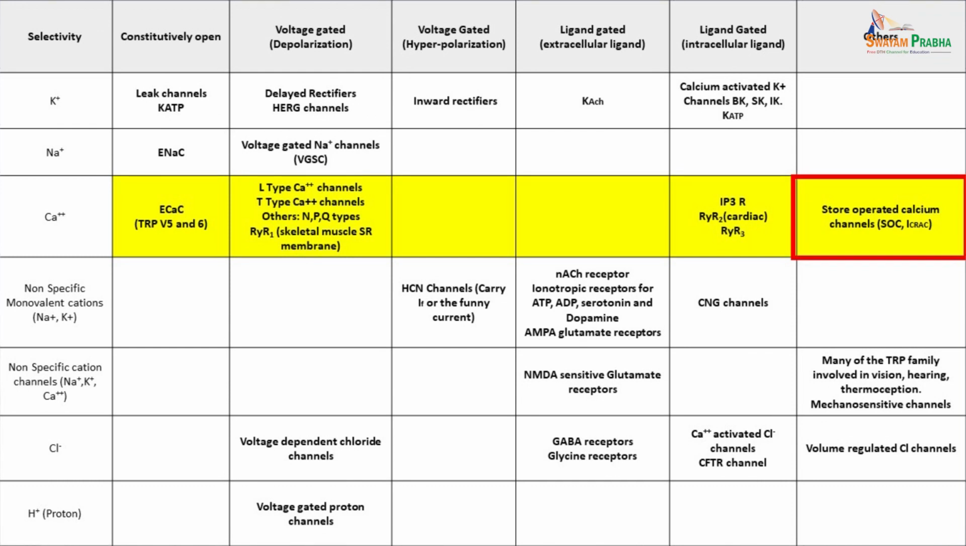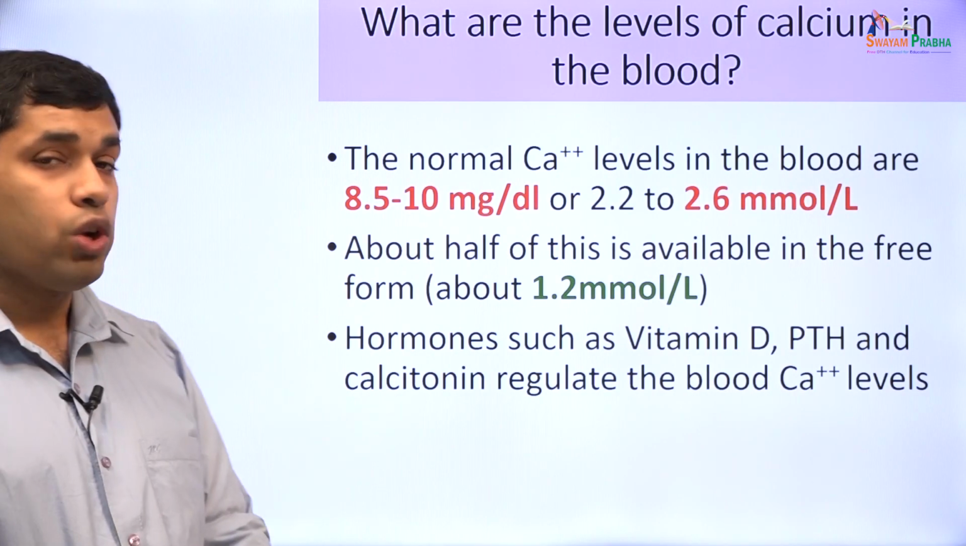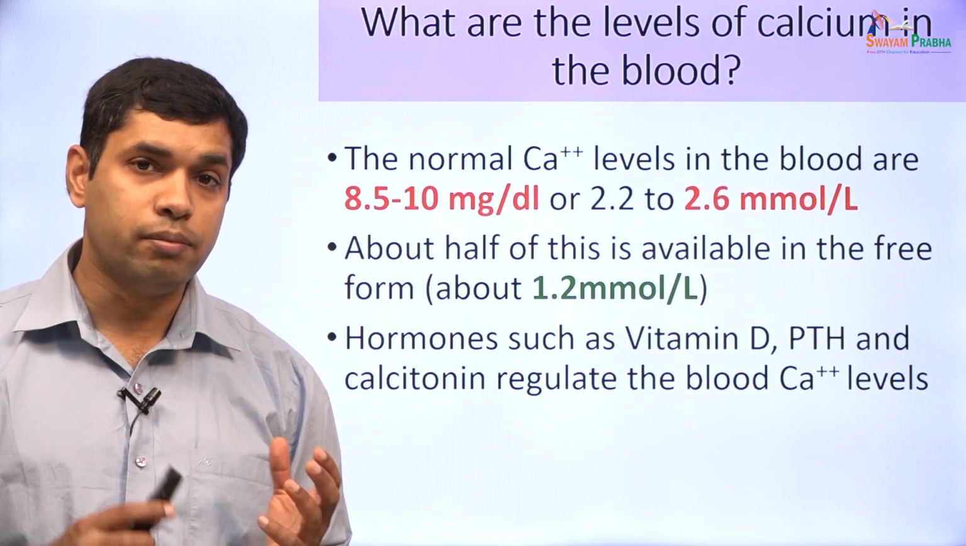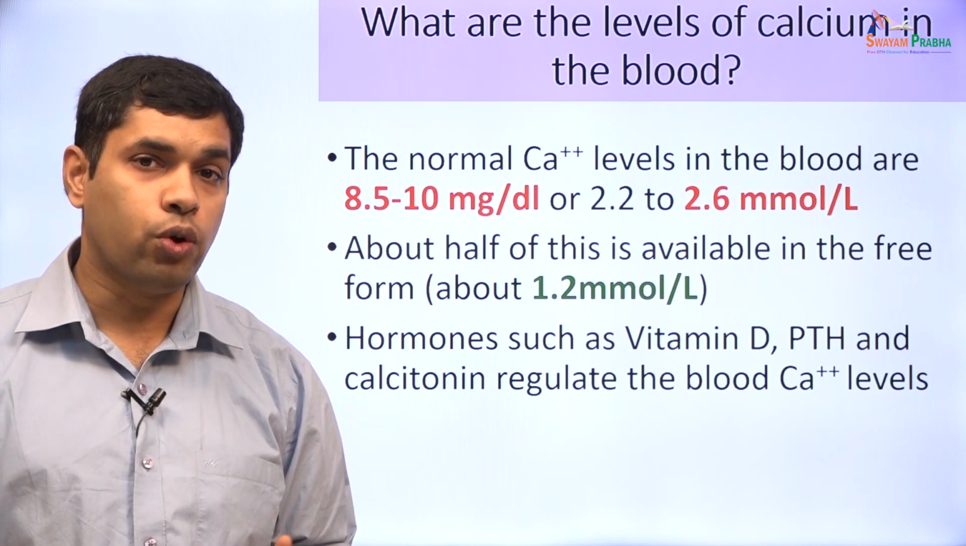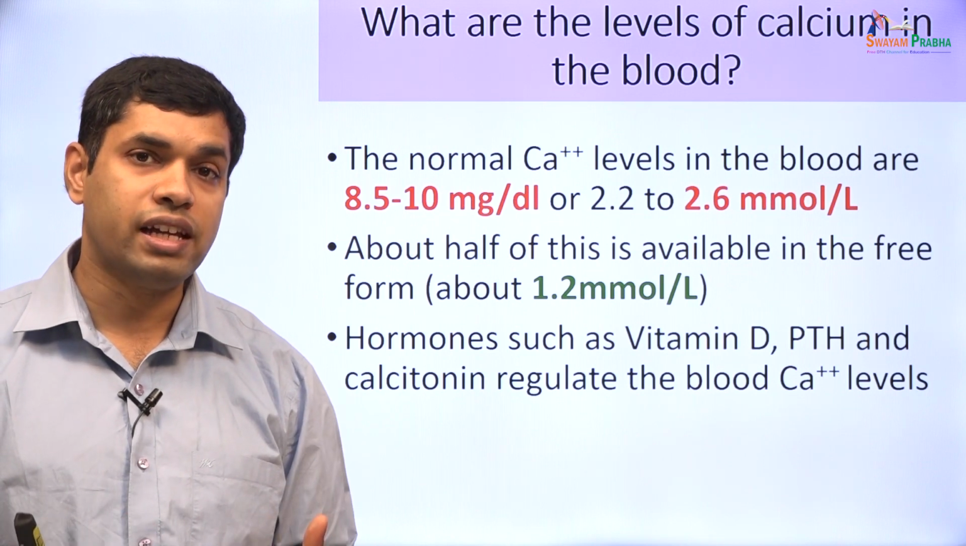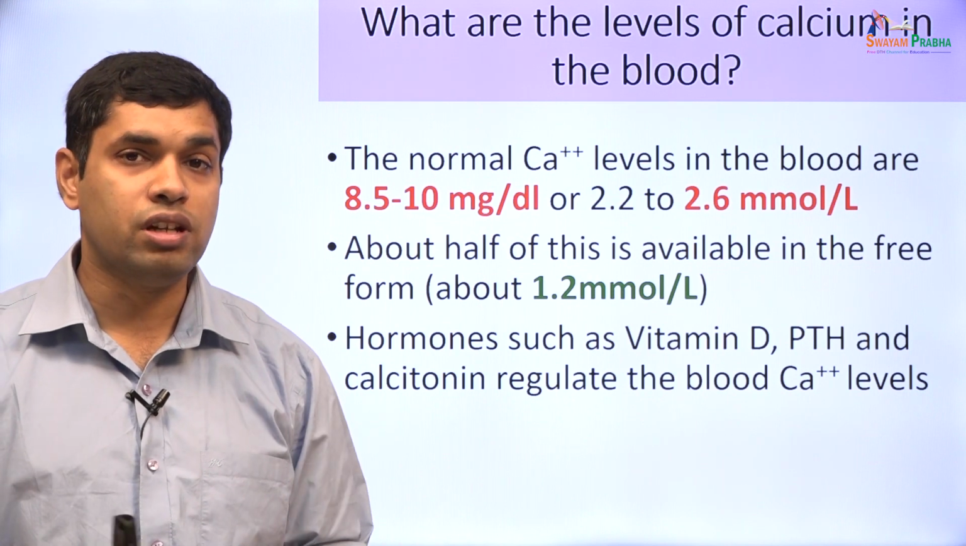Before we go in and discuss more about the calcium channels, let's have a quick look at the importance of intracellular calcium, and also the levels of calcium in the body. Let's start off with the levels of calcium. It's important to know that calcium in the blood exists in two forms: the free form as well as the bound form. About half the calcium in the blood is bound, and the free calcium is only about half of it.